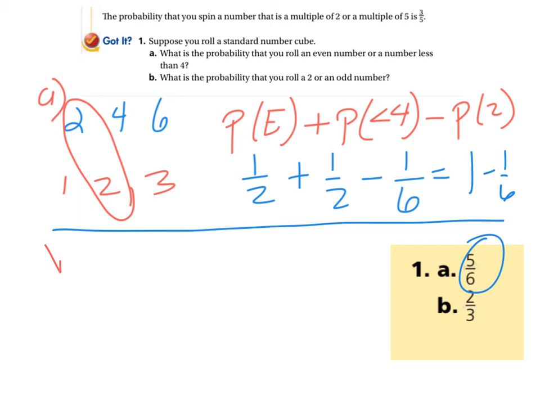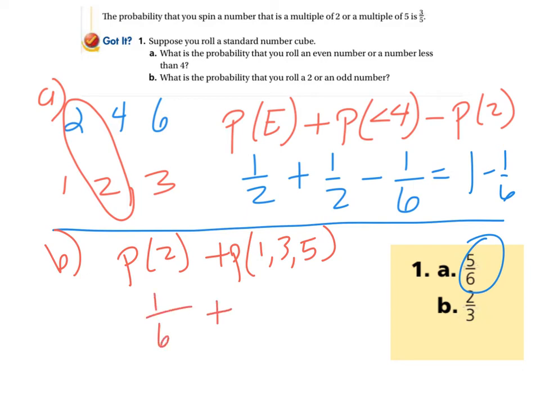So B, what is the probability that you roll a 2 or an odd number? Those are mutually exclusive, so you don't have to subtract. So probability of getting a 2, and then probability of an odd number. Those are 1, 3, and 5. Pretty limited there, right? So probability of 2 is 1 out of 6, and the probability of the other is 1/2. So what do we got? 1/6 and 3/6. So 4/6, which reduces to 2/3. There you go.